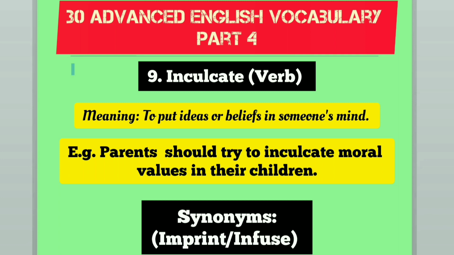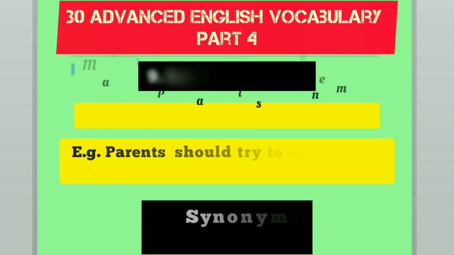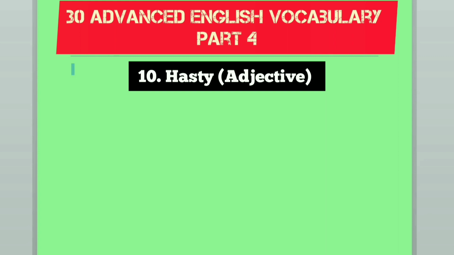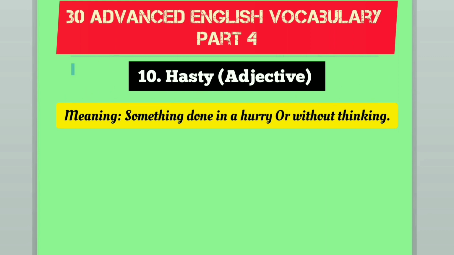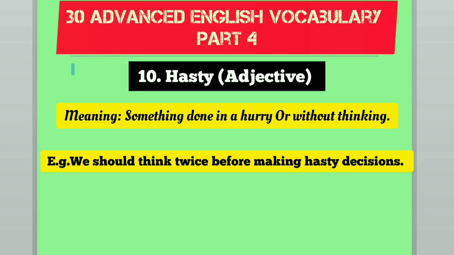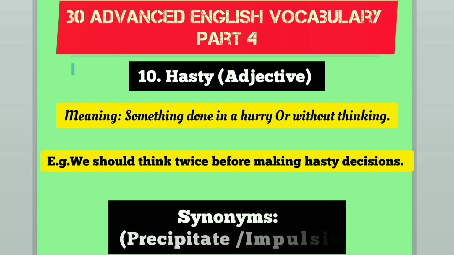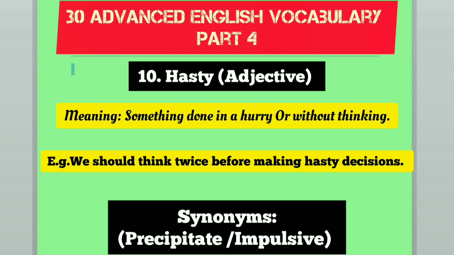At last, let's turn our attention towards the 10th vocabulary, which is hasty. Hasty is an adjective that means something done in a hurry or without thinking. So let's see how to use this. We should think twice before making hasty decisions, right? So we can use two synonyms, that is precipitate and impulsive.